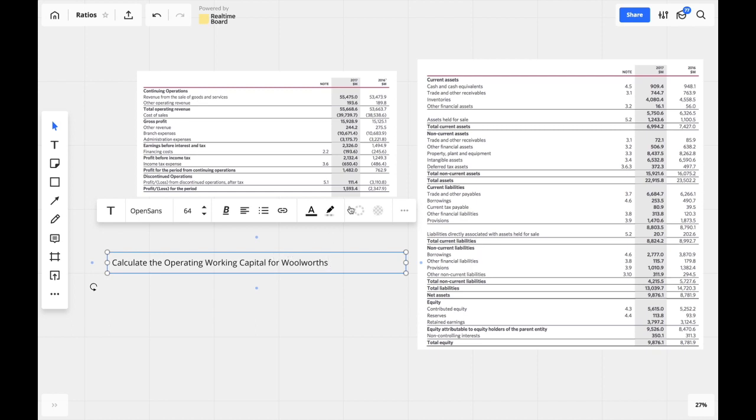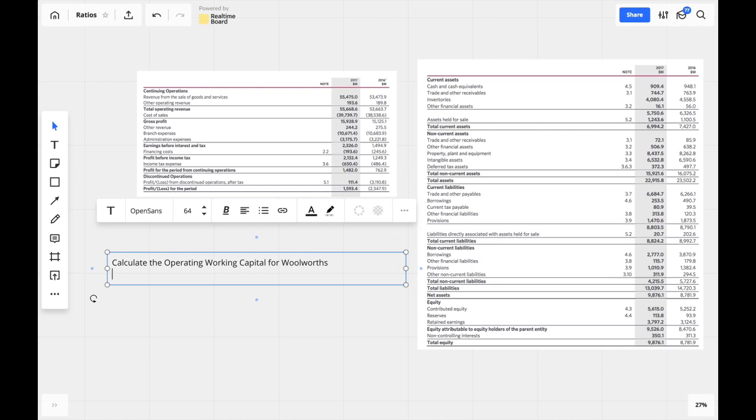Woolworths is a large supermarket chain within Australia, and you can download the 2017 annual report and take their profit and loss statement and their balance sheet. We're not actually going to need the profit and loss statement. We're going to purely look at the balance sheet for the purposes of calculating operating working capital. Let's define what working capital is.